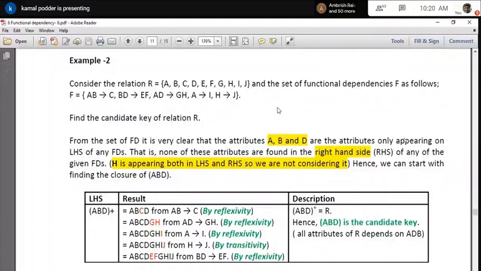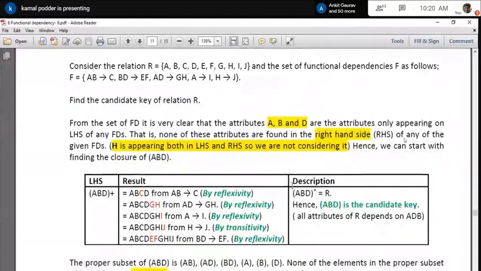So here the one rule is that if you see some attributes which are only appearing in the left hand side but not in the right hand side, you can take the combination of those attributes and try to find out the closure. If you get all the attributes from that set, which is representing the relation, then you can say that set is a candidate super key. If it is not, then you exclude attributes one by one from that superset and find out what the closure of that is.